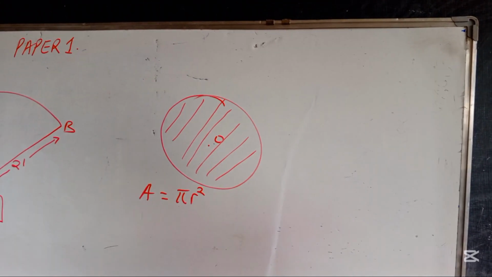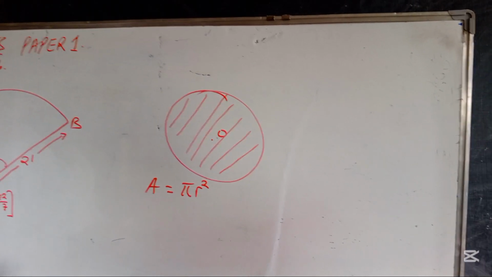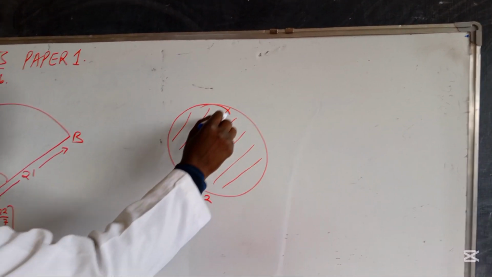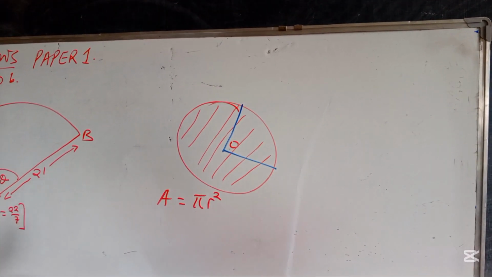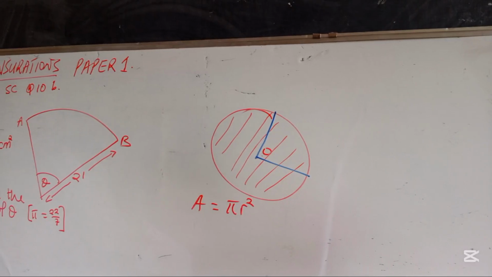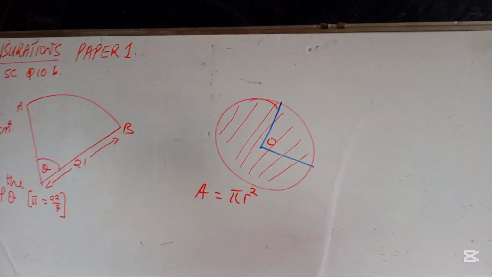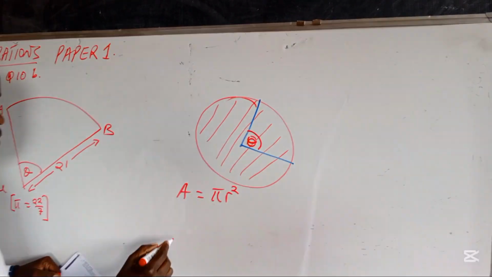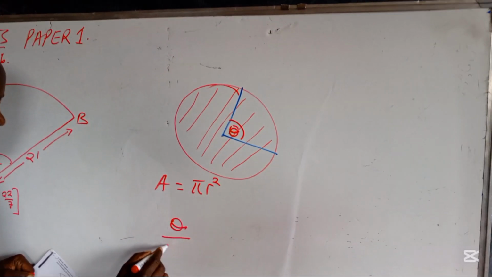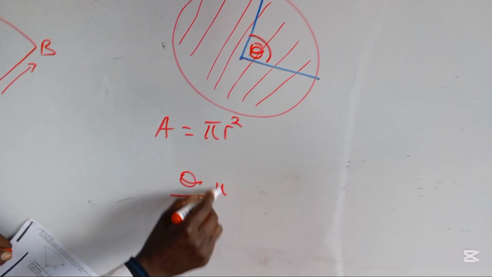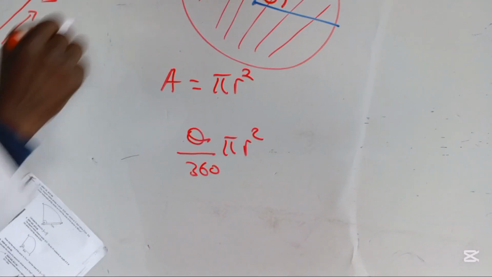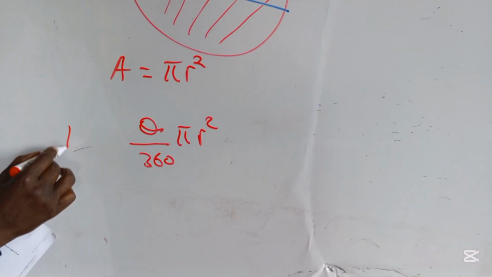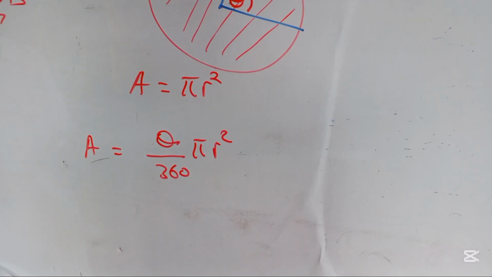So now, if you check again, this is just a part of this circle, and that is what we are calling a sector. Now, how to calculate the area of the sector? It is the angle under this sector, which is theta over 360, times pi r squared. We maintain the area, but it is just a fraction, and this is what we are calling the area of the sector.